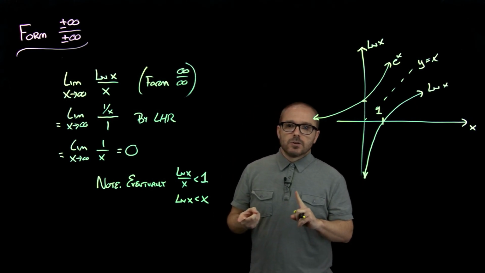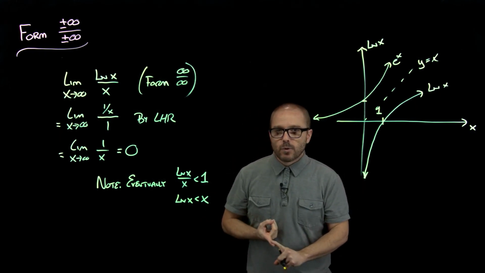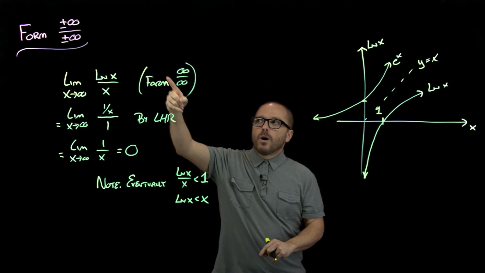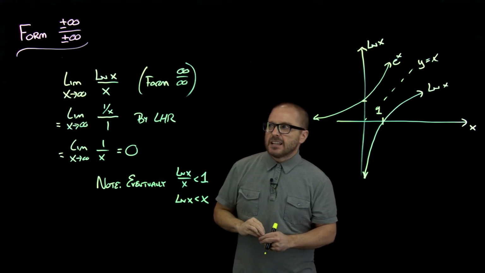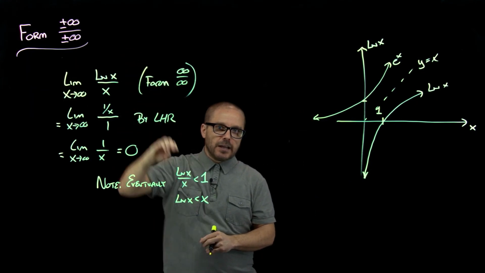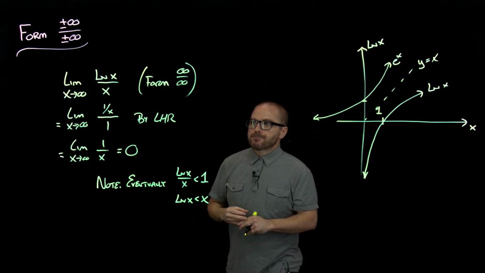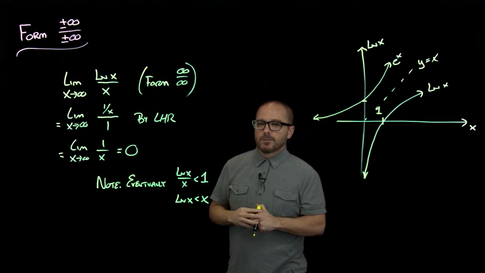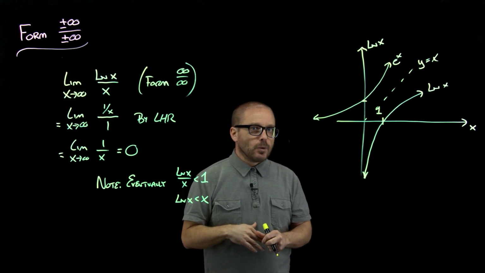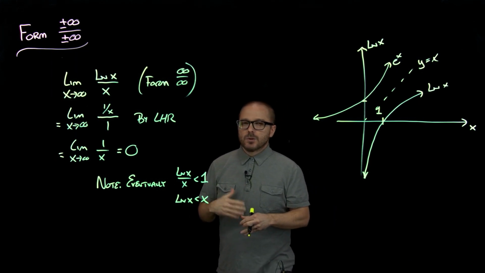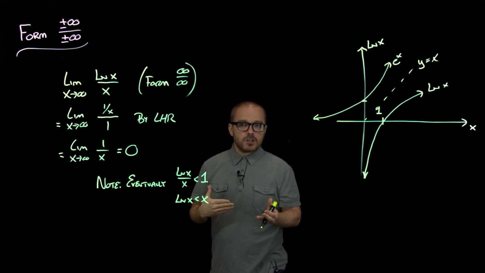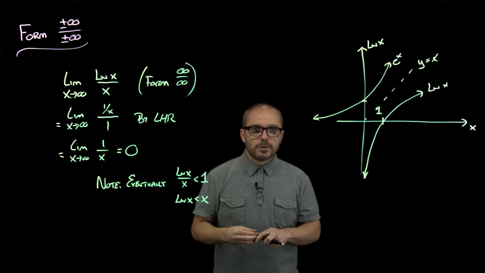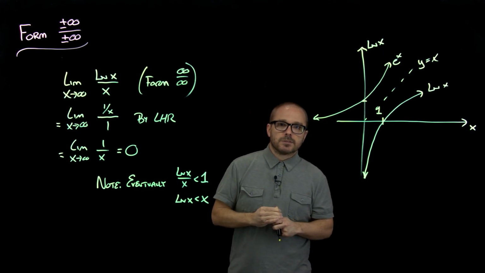So you can use L'Hopital's rule on stuff of the form 0 over 0 or infinity over infinity. And it can be any combination of positive and negative infinity there. Now there's some other indeterminate forms that you can't directly use L'Hopital's rule on, but you can use a little algebra to manipulate first, and then you can apply L'Hopital's rule. So we'll look at some of those situations next.